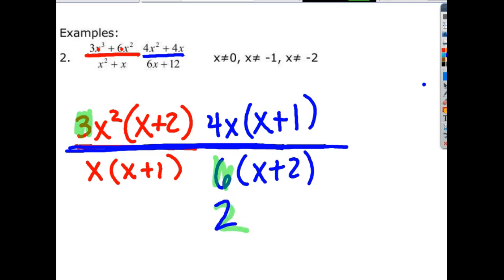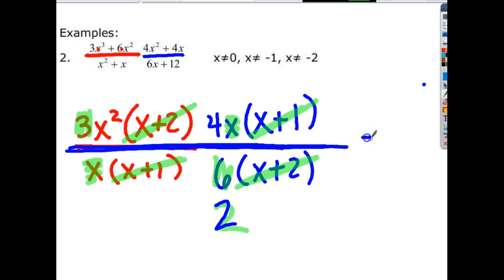And so then, is anything going to cancel the x squared? So I'm going to cancel this x with that x, and so nothing's going to cancel the x squared. Will anything cancel the x plus 2? And the x plus 2? X plus 1? X plus 1? So, what's left?